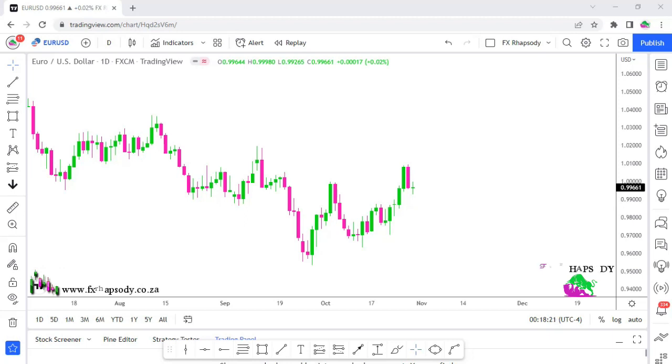Today we are going to be looking at two currency pairs. It's going to be the Euro USD and then the USD Japanese yen.